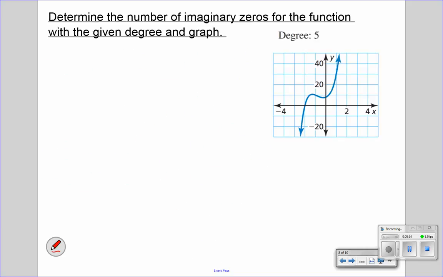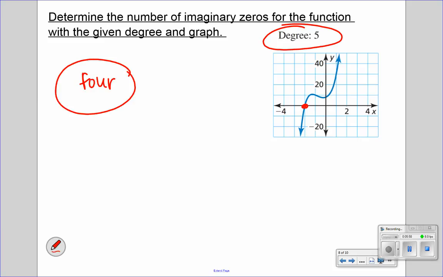All right, next up, we can actually determine the number of imaginary zeros for the function with the given degree and graph. So I give you that the degree is 5, okay? And if we look at the function, it only has one intercept that we can see, only one real number. So the number of imaginary zeros are going to be 4. And that's our answer.